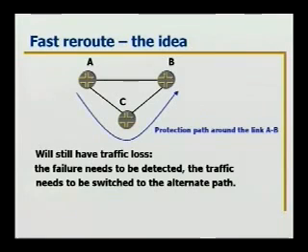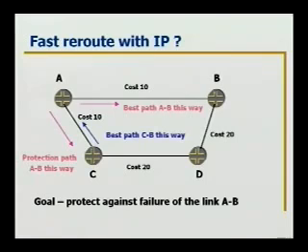So what does it look like? It looks like this. We have a link AB, and we have a protection path around the link AB that's taking some other path in the network. It's going through the path ACB. So when the link AB fails, we're going to take the traffic and forward it along the path ACB around the failed link. We will still have some traffic loss because we need to detect the failure and then we need to switch the traffic over. But we will have much less traffic loss than if we waited for the whole network to converge.